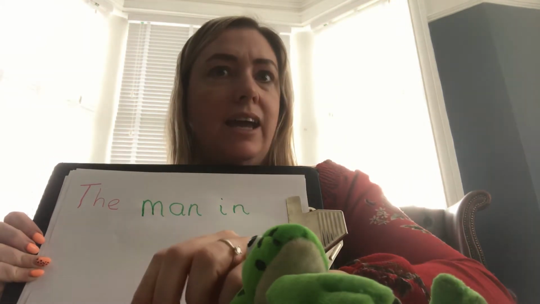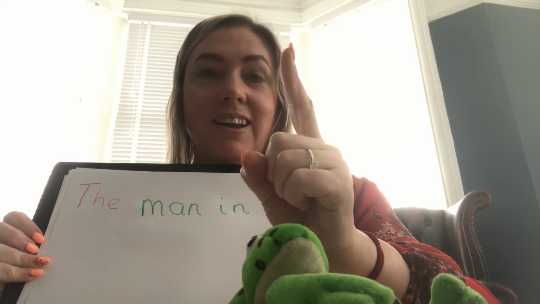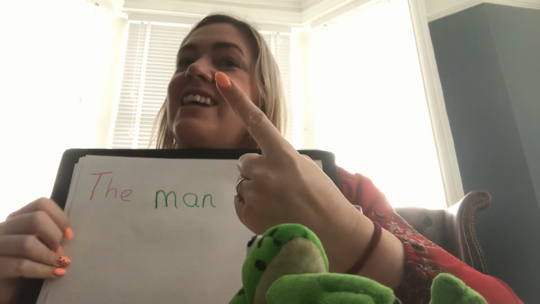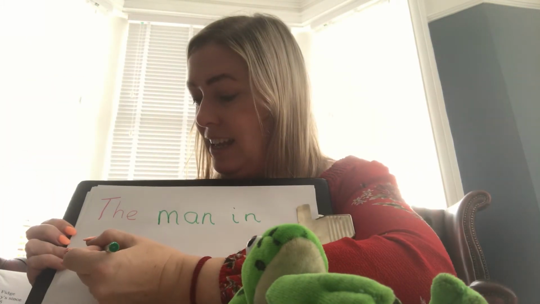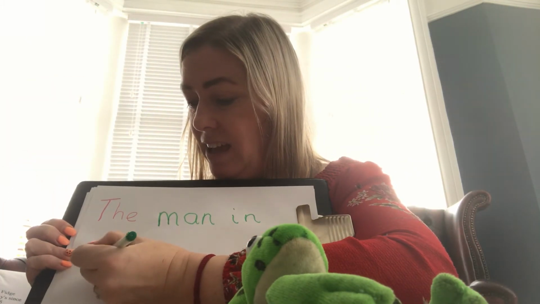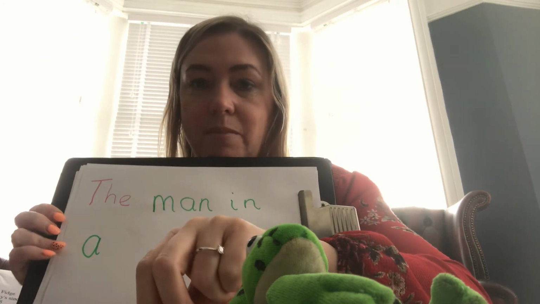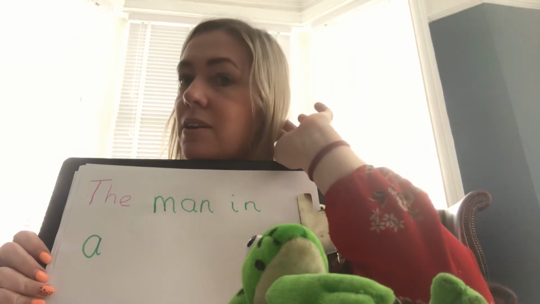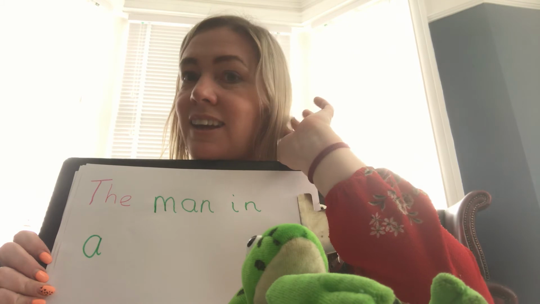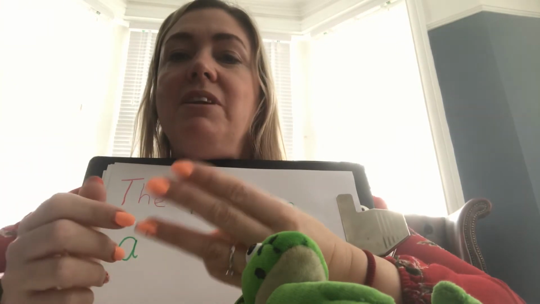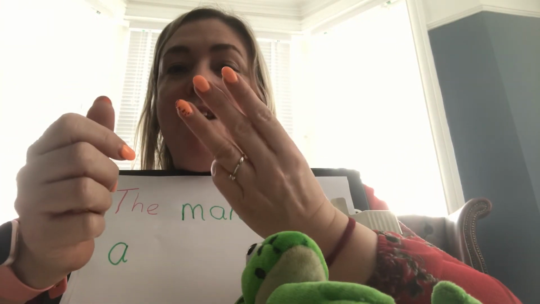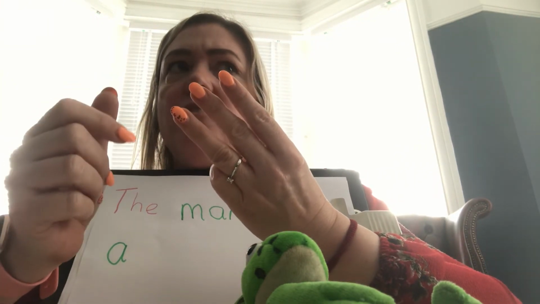What word was next? Tiny little word. That's right. How many Fred sounds do you need for a? Just one. The man in a. The man in a. What came last? Hat. That's right. I wish I had a hat on. How do we do hat? How many Fred sounds? Brilliant. 3. What's the first one?